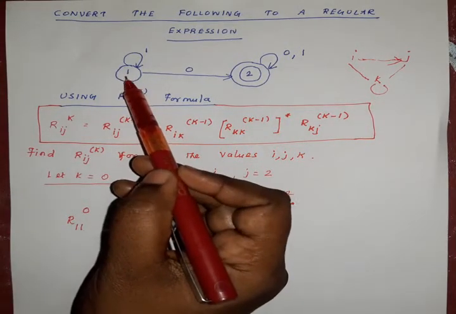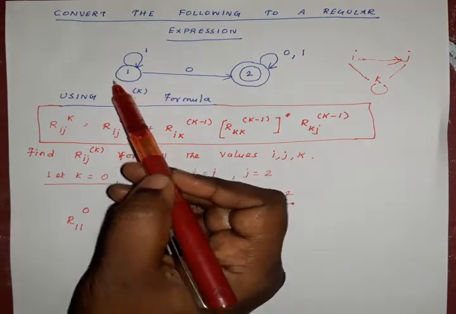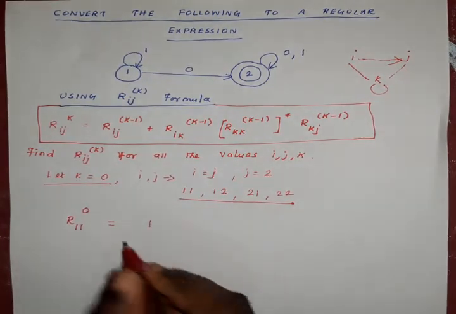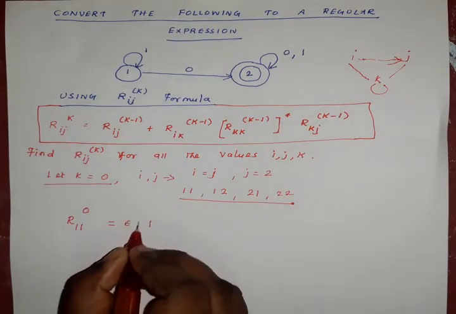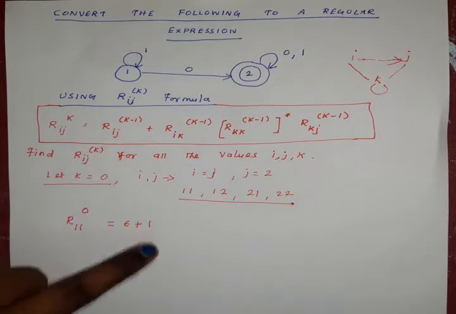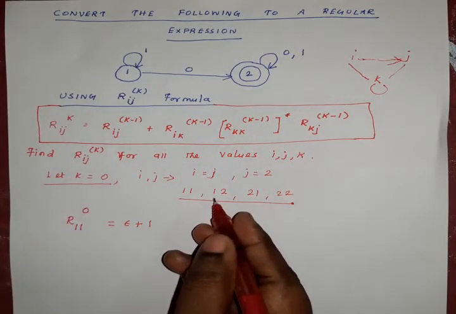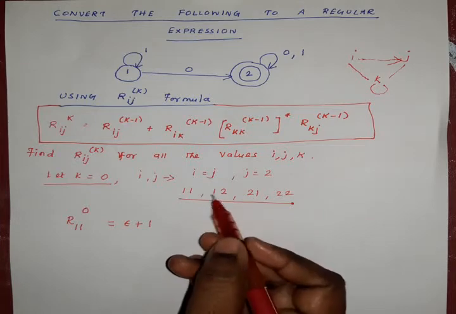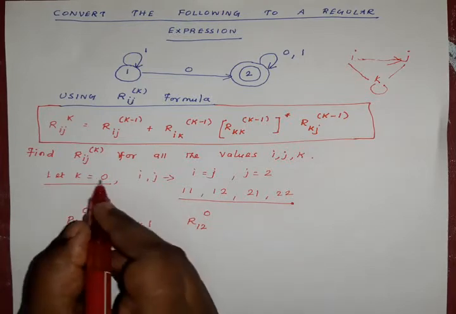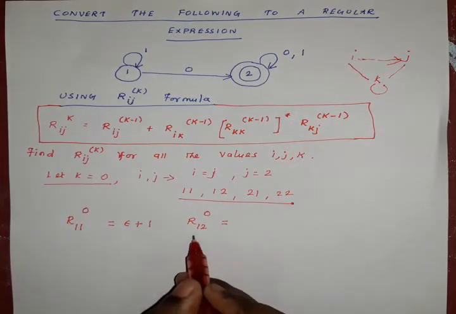So here the state 1 goes to the self loop state which has the value 1. So we include epsilon plus 1, because already we know in the epsilon closure method the self loop may have epsilon as the input, but it is not displayed explicitly. So I am going to write epsilon plus 1. Next we are going to find the regular expression for another combination, that is R12, but k value does not change, it is 0. So this is the meaning.